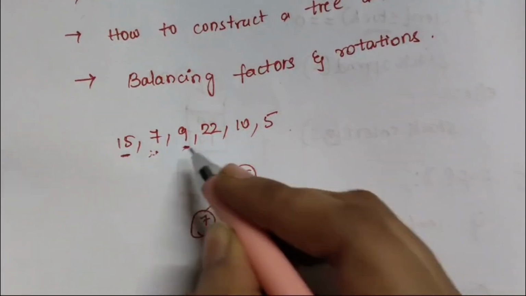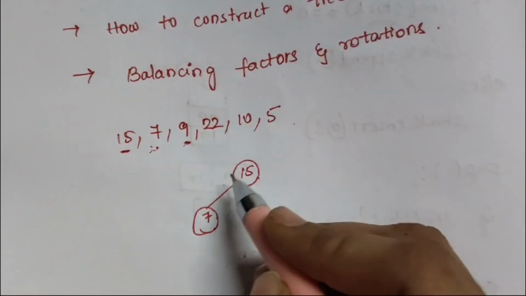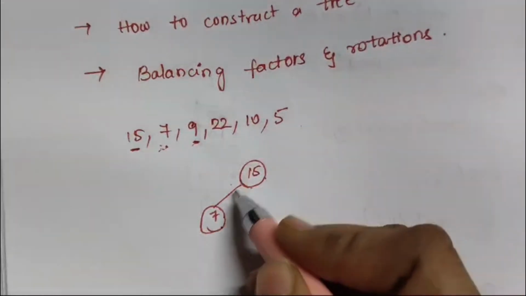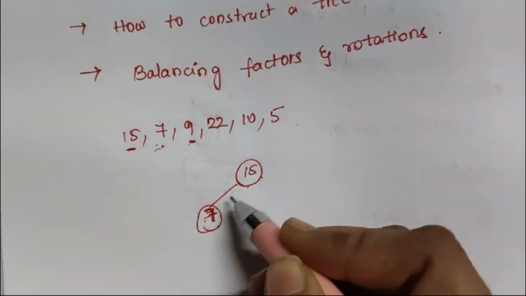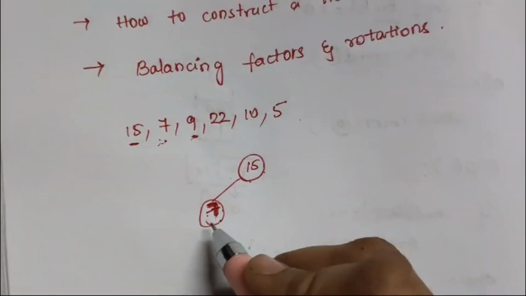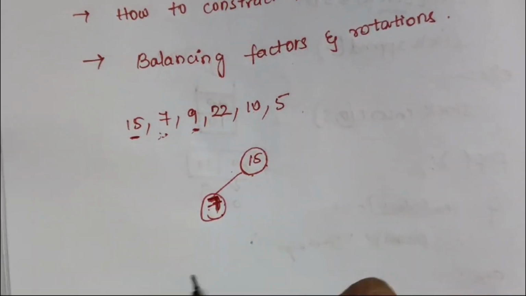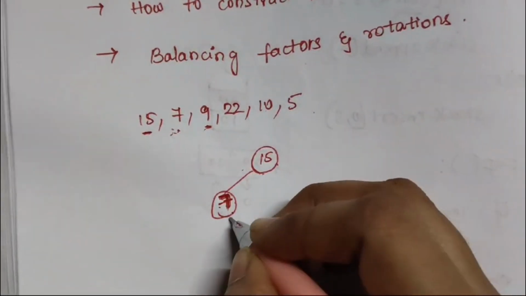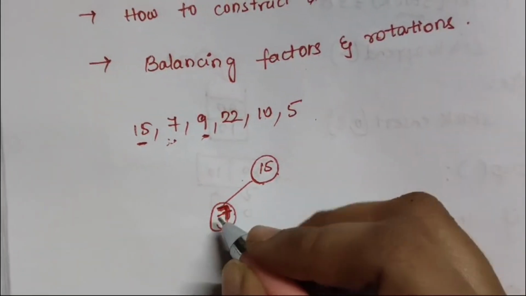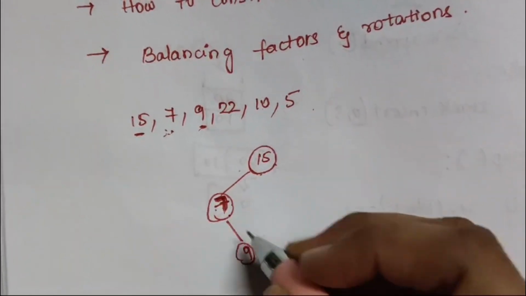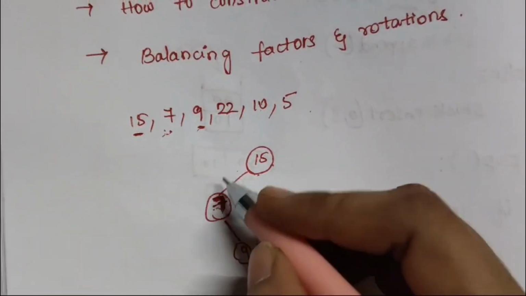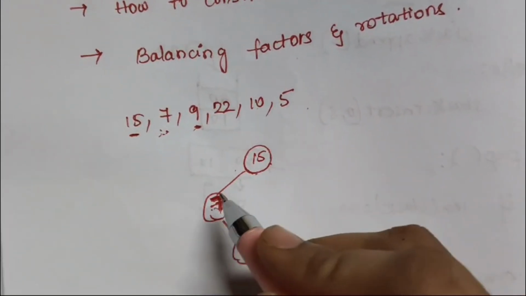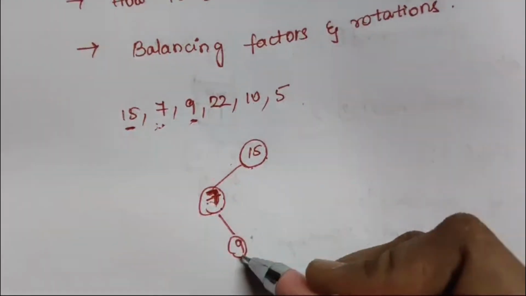The next number is 9. Is 9 less than 15 or greater than 15? 9 is less than 15, right? So you need to move to the left side. When you come to the left side, what do you face? 7. Is 9 a small number or a big number compared to 7? Big number, right? You need to keep comparing. See, first 9, 9 less than 15, small number, so left side. 9 greater than 7, so right side.